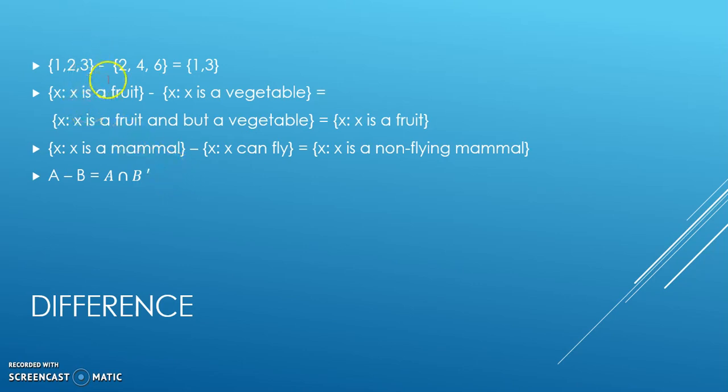Okay, let's go back here. X is a fruit minus X is a vegetable are the things that are a fruit but not a vegetable. My apologies, not a vegetable. Now, to my knowledge, that just gets you back to the fruits. If you start with a set of mammals and you subtract the things that can fly, you get the non-flying mammals. So we can say it a different way than saying and not that.